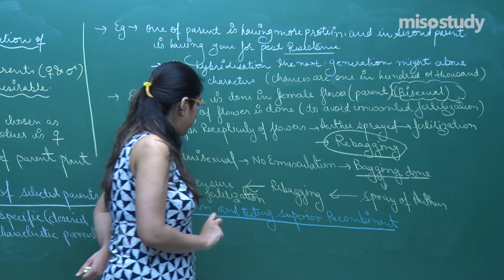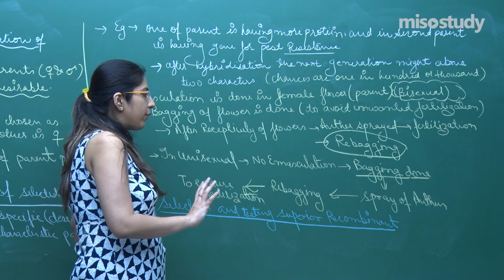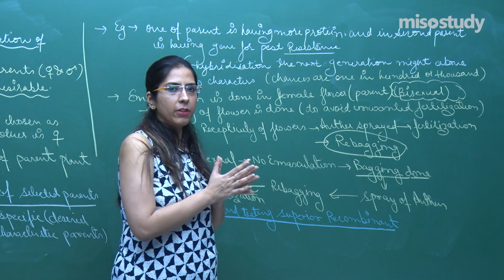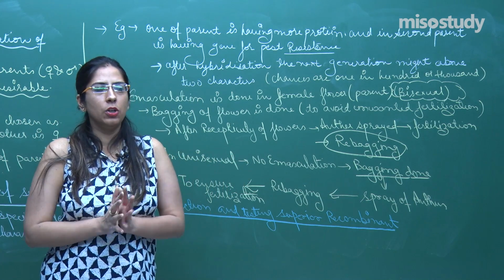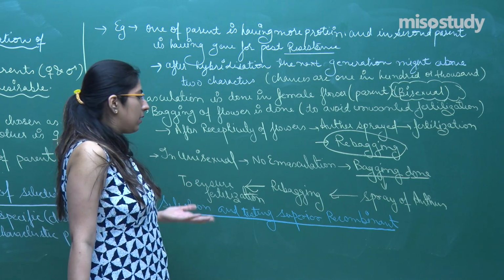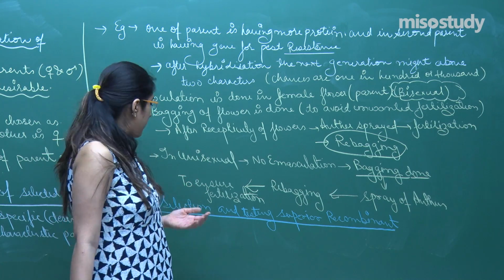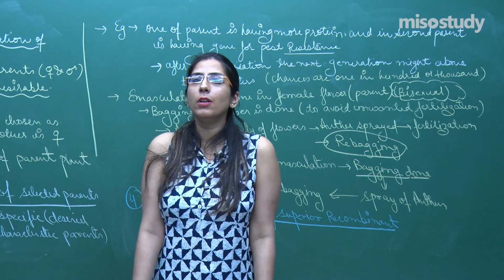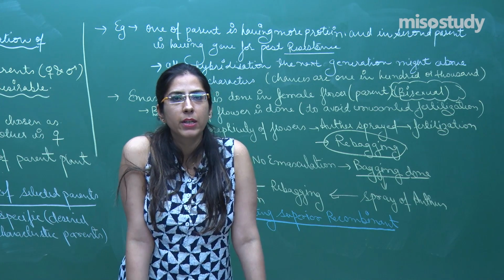Now listen to this very carefully. We have the recombinants that are mixed with the normal ones. What is done in the plant breeding experiment is the selection and testing of the superior recombinant. I look for those which have the recombinant gene.